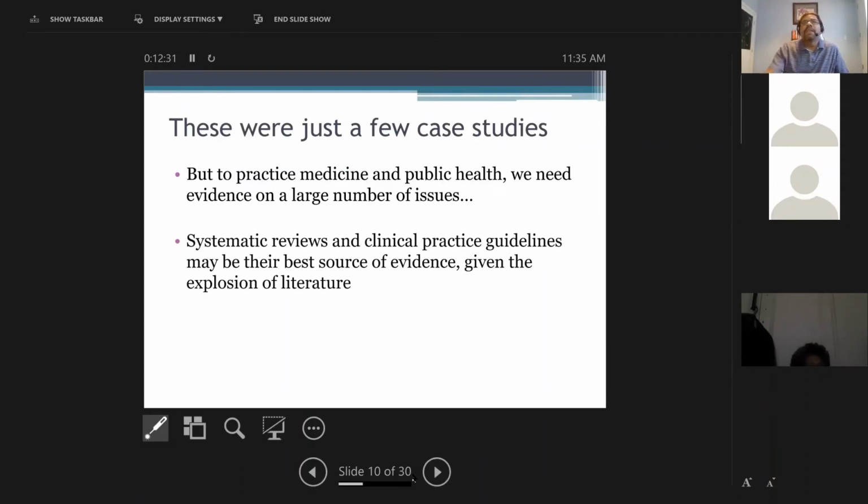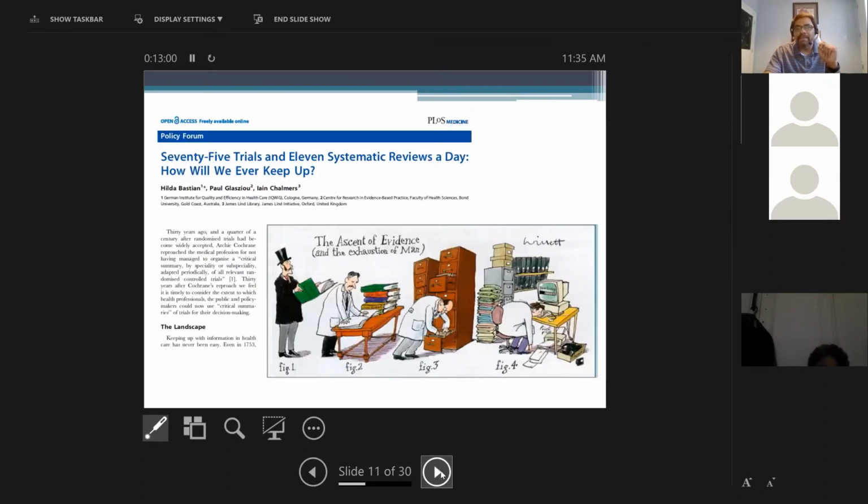All right, so those are all case studies, but there are hundreds of topics in medicine or public health where we're constantly asking, does this work or not work, right? Is this a good test for TB? Is this a good treatment for migraine, right? And systematic reviews are often the best source of evidence because they combine a large number of primary studies and come up with simple, relatively straightforward conclusions that we can take into our clinical practice, right?